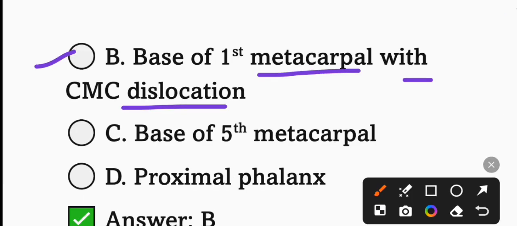In this condition the patient has pain in the thumb, movements become painful or unstable, so it is seen as a Bennett fracture.